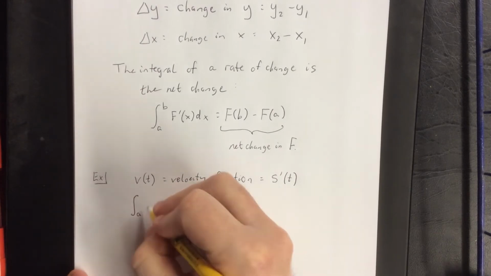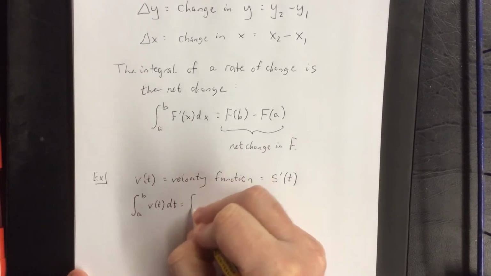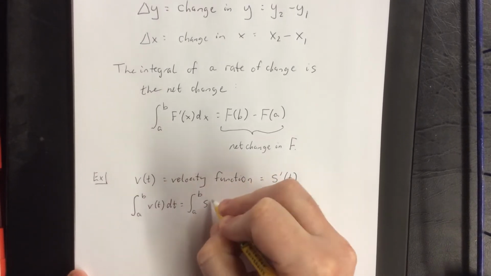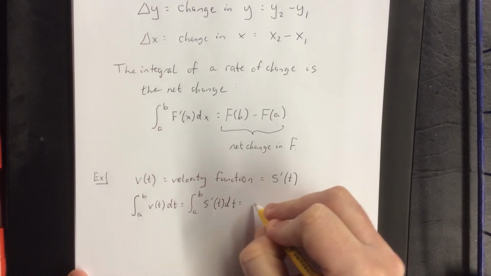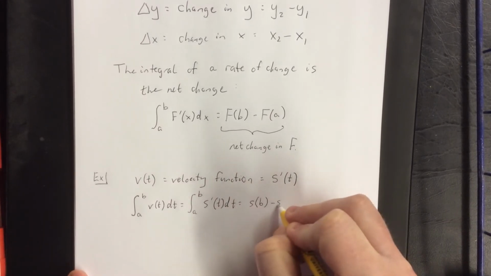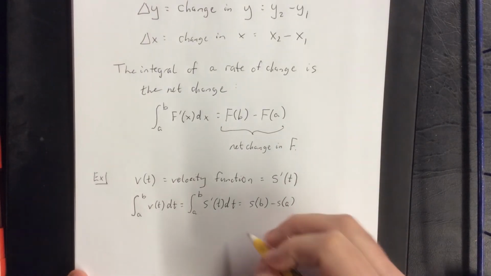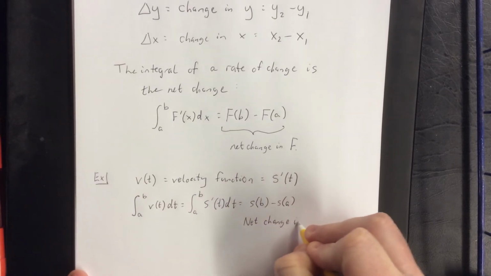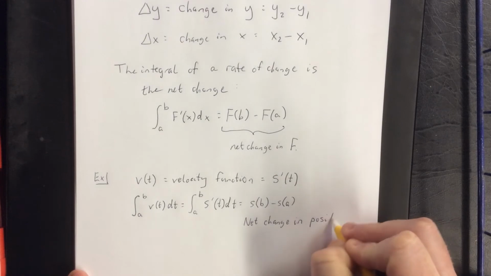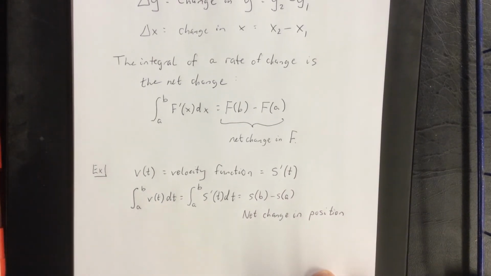So the integral from a to b of v of t dt would be like saying the integral from a to b of s prime of t dt, which would be s of b minus s of a. This would be referred to as the net change in position. It simply says this is where the object started and this is where it ended. It has nothing to do with the path that got you from point to point.